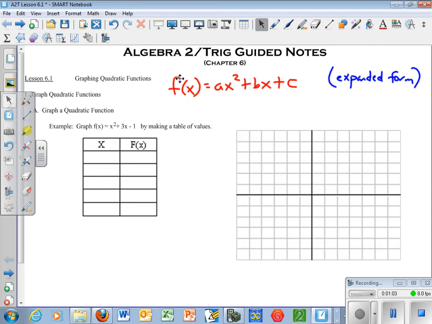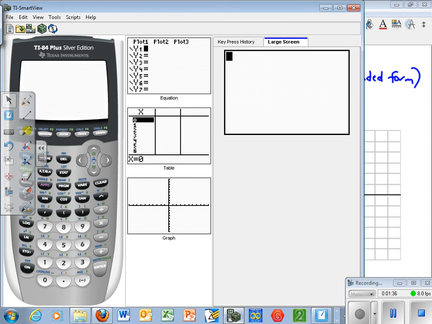So the first one we're going to look at is graph f of x equals x squared plus 3x minus 1 by making a table of values. We are going to get into axis of symmetry, y-intercept, and vertex in the next example, but if you make a table of values, let's actually start out on the calculator. We want to know what x values I should pick, and that depends on where the vertex is, and we'll look at that in the next example. I'm going to pull up the calculator here. So let's go ahead and enter this first example.